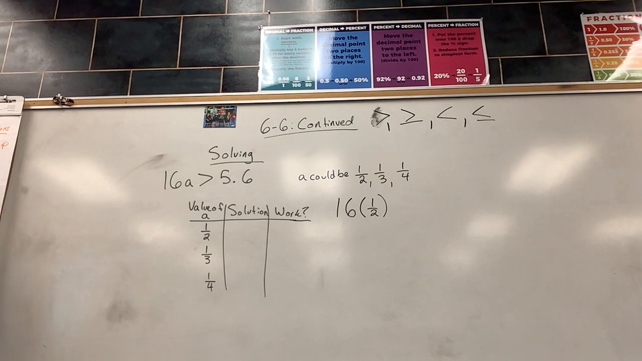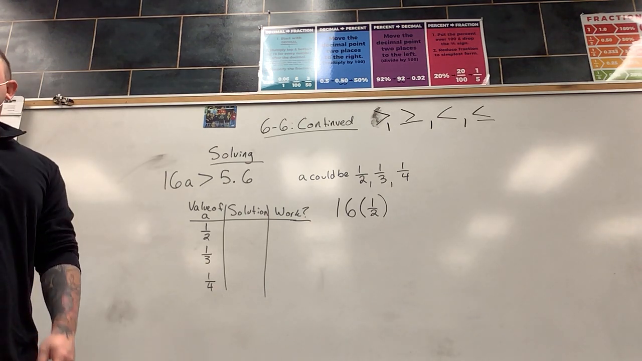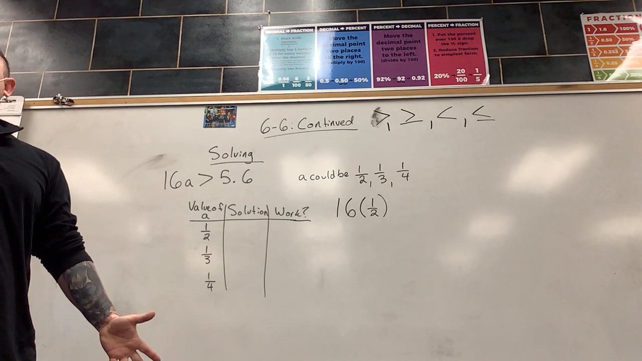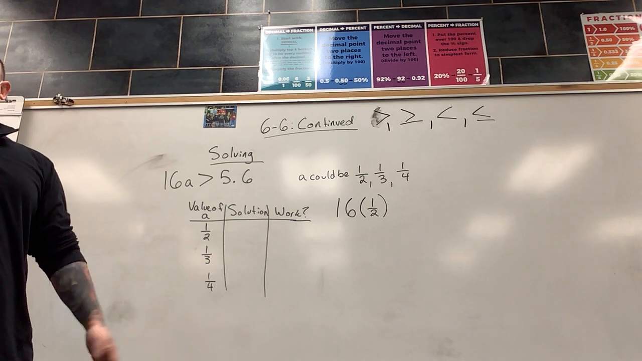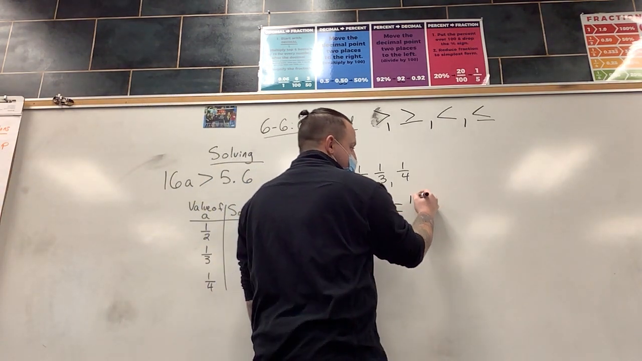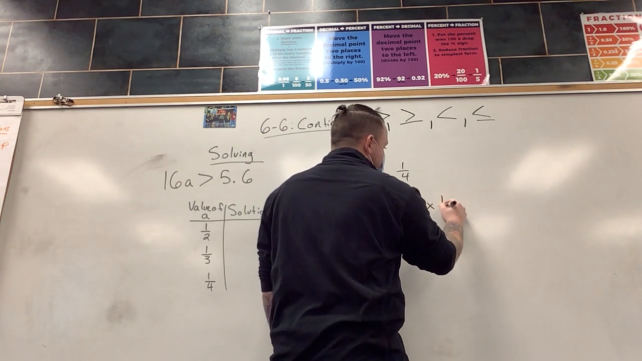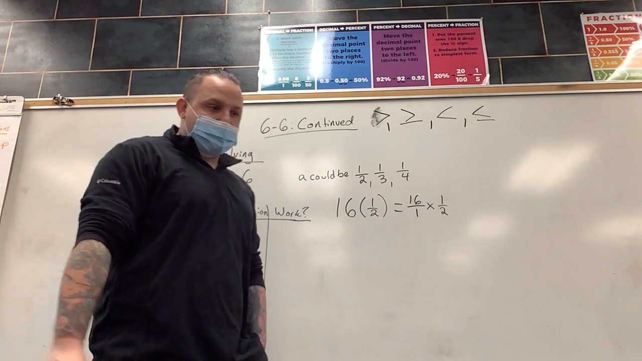16 is what? Whole number. 1/2 is a fraction. What do you have to do? Turn 16 into a fraction. So 16 as a fraction is 16 over 1, times 1/2. Go ahead and solve that problem.